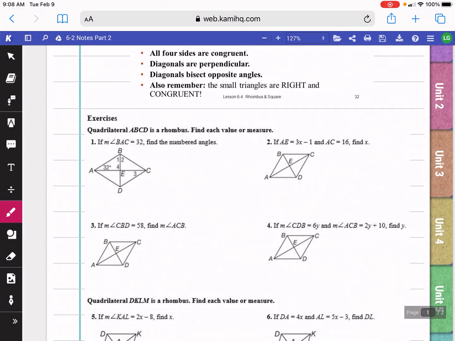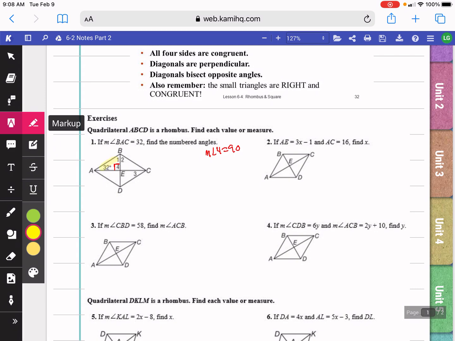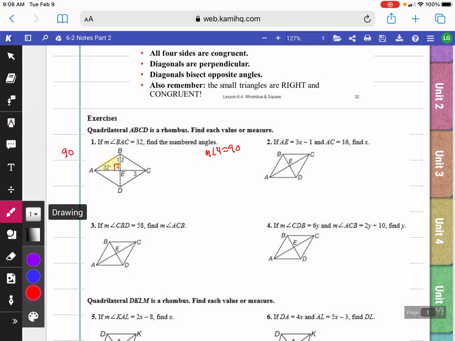So here we have a picture of rhombi. They want us to find the value of each of these missing angles. So since we know these cross at 90-degree angles, angle 4 is a 90-degree angle. For angle 1, since that forms a little triangle, we can add 90 plus 32. That gives us 122. And subtract from 180 because we know triangles, the angles add to 180 degrees. So this will give us 58 degrees for angle 1.